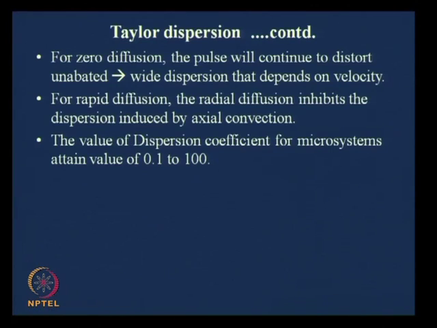For rapid diffusion, the radial diffusion inhibits the dispersion induced by axial convection. So, if there is a rapid diffusion, then the radial diffusion takes control, and the dispersion caused by axial convection does not take a major role. The value of dispersion coefficient for microsystems attains values of 0.1 to 100, that is just a fact.